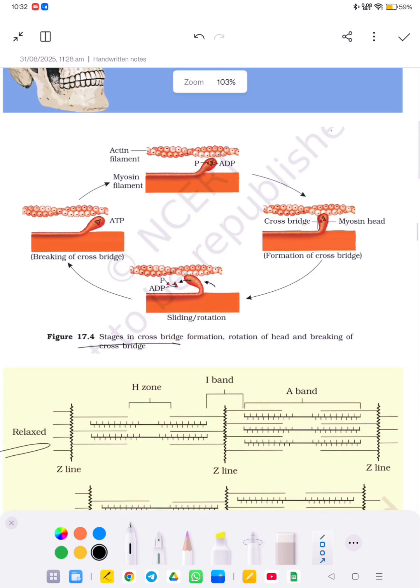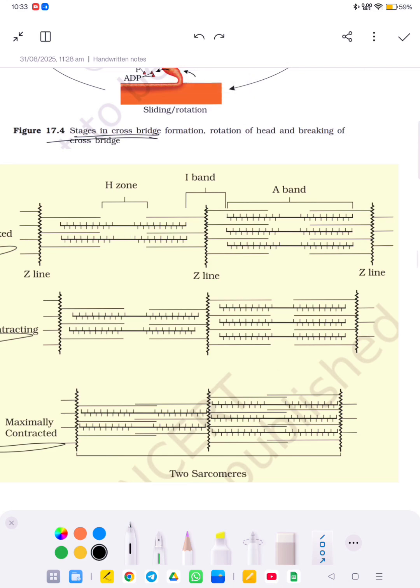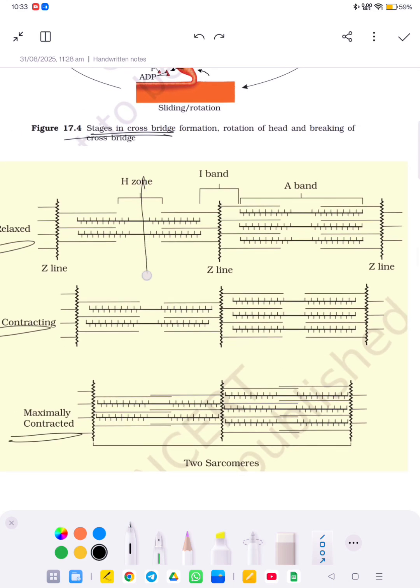So basically, you know that we have two filaments, actin filament and myosin filament, and the sliding filament theory says that one slides over the other, and basically it is the actin filament which slides over the myosin filament. Here, in between, we have the M line. The actin will slide towards the M line from both sides. Okay, now what happened after some time? There will be some contraction.